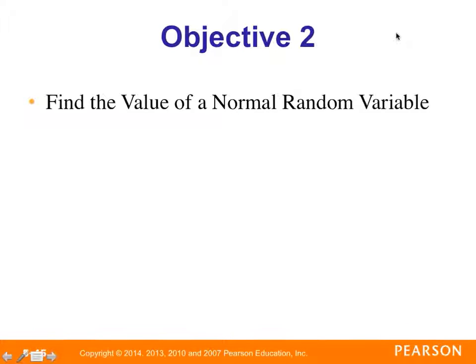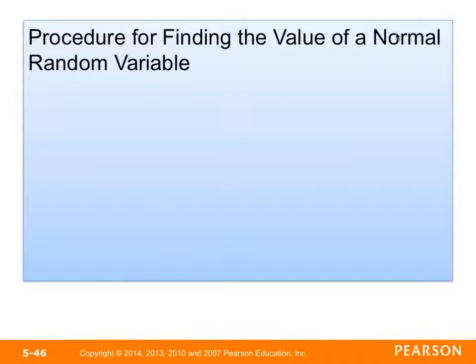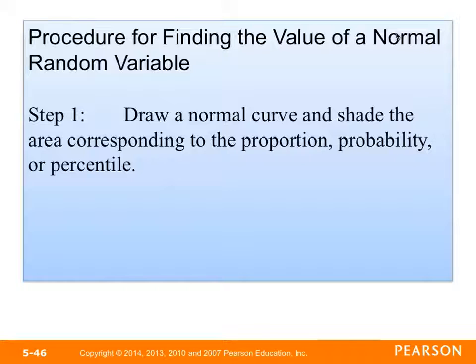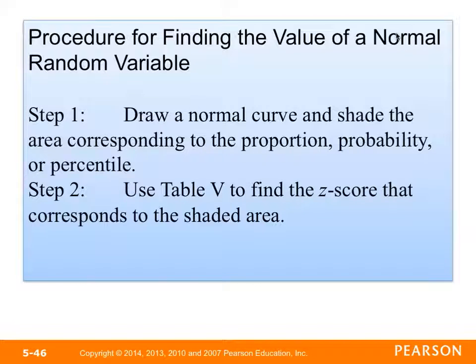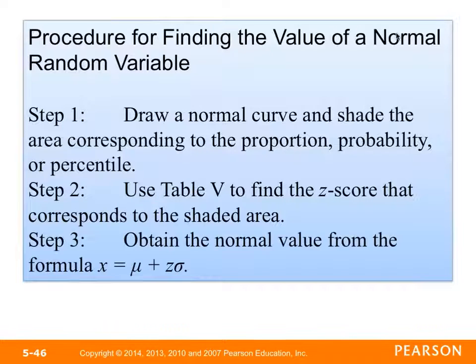Okay, objective 2 is to find the value of a normal random variable. The procedure for finding the value of a normal random variable is to just draw a normal curve and shade the area corresponding to the proportion, probability, or percentile. Use table 5 to find the z-score that corresponds, and then obtain the normal value from the formula x equals mu plus z times sigma.